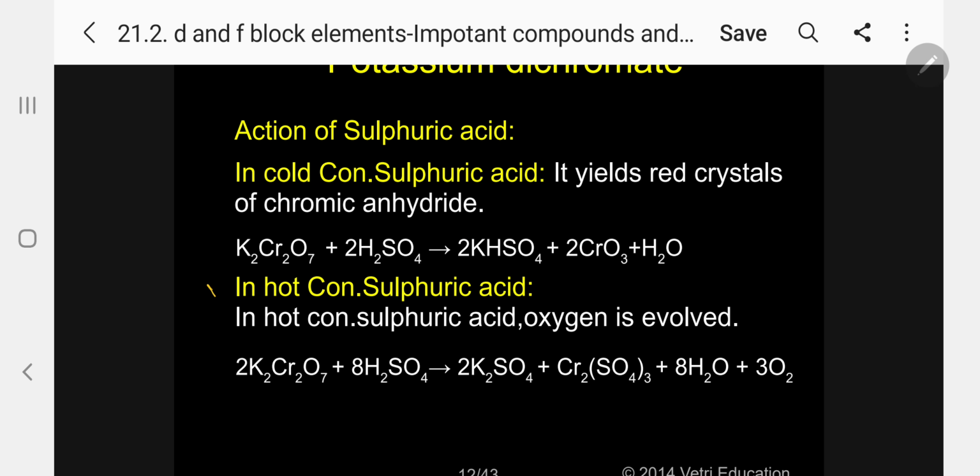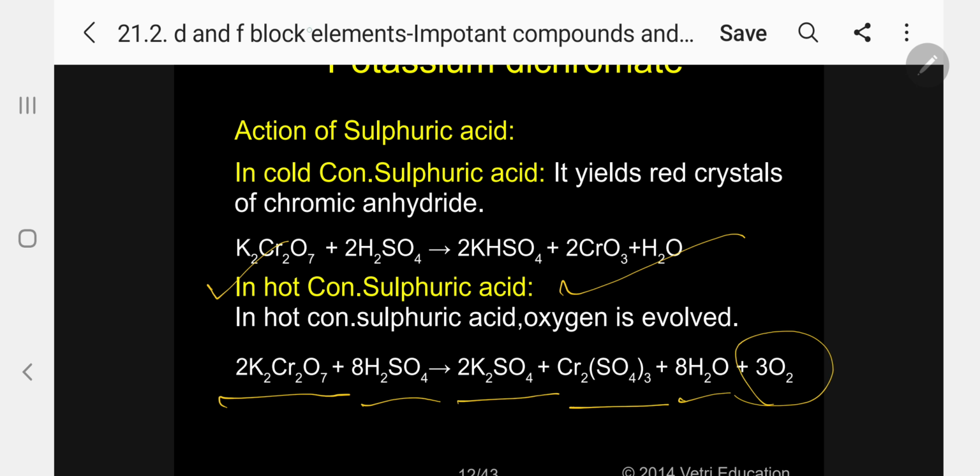In hot concentrated sulfuric acid, oxygen is evolved. 2 moles of potassium dichromate and 8 moles of sulfuric acid give potassium sulfate, chromic sulfate, water and oxygen.